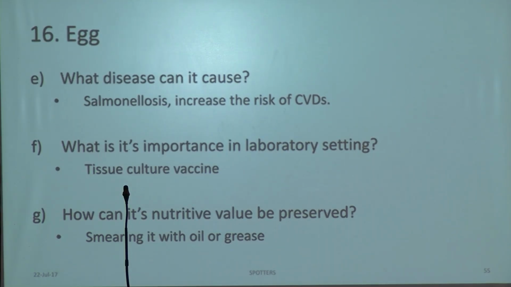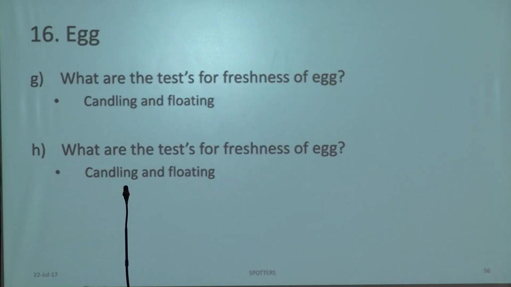You all know that chick embryo is used for tissue culture, and chick embryo is used for the test of rabies vaccine, either human or equine. Anything else? Chick embryo we test for some virus and some bacteria also. Chick embryo, remember?